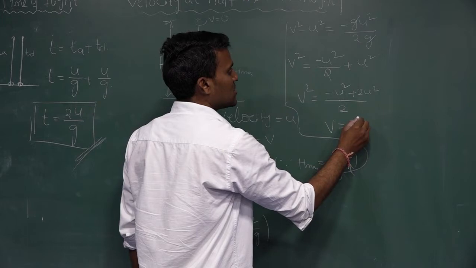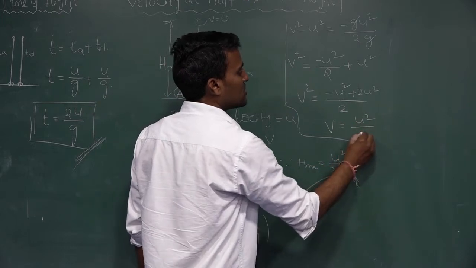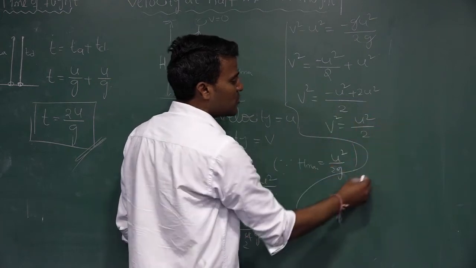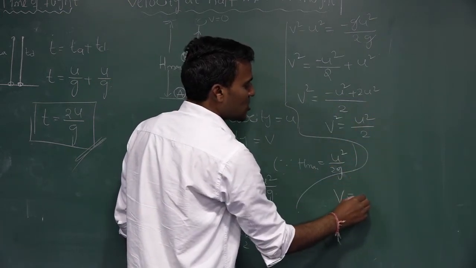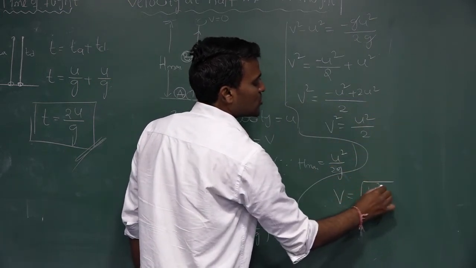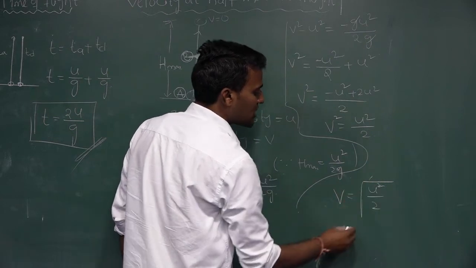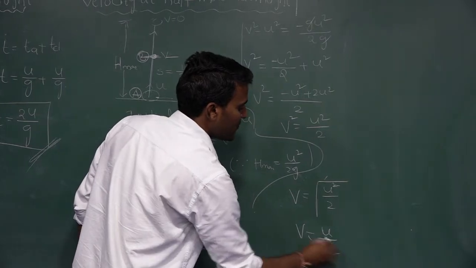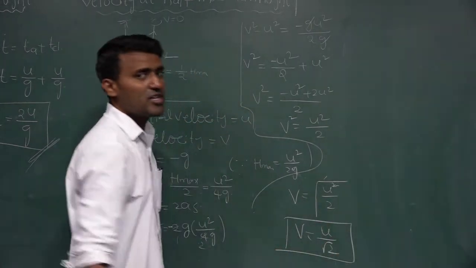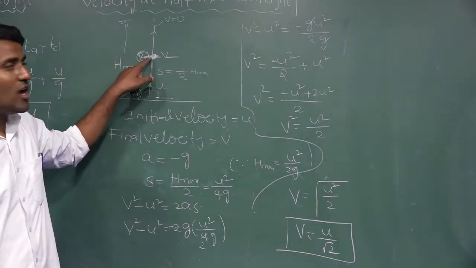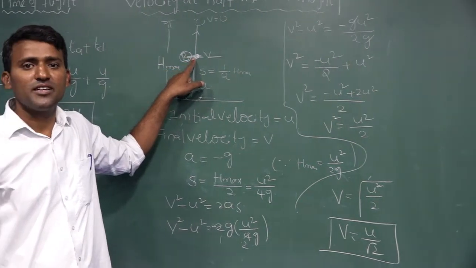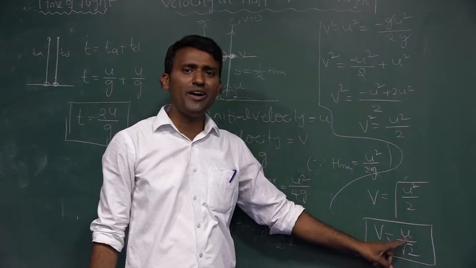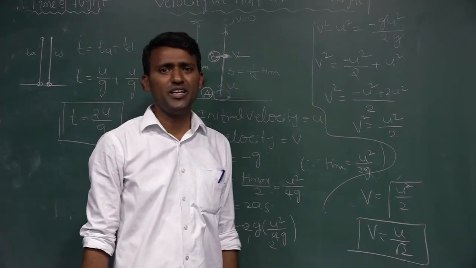We can get u square by 2, v square is equal to u square by 2. Square root on that side, v is equal to under root of u square by 2. Square root gets cancelled here, v is equal to u by root 2. So at half of the maximum height, the velocity attained by the object is v equal to u by root 2.